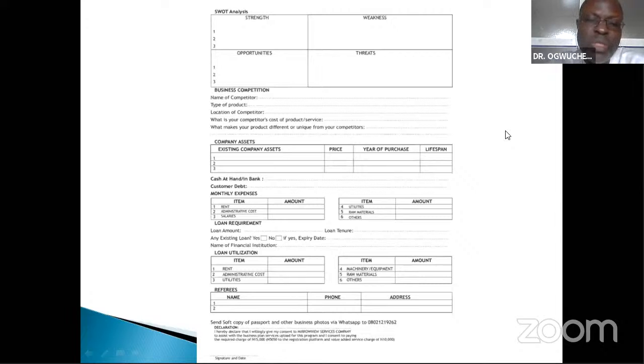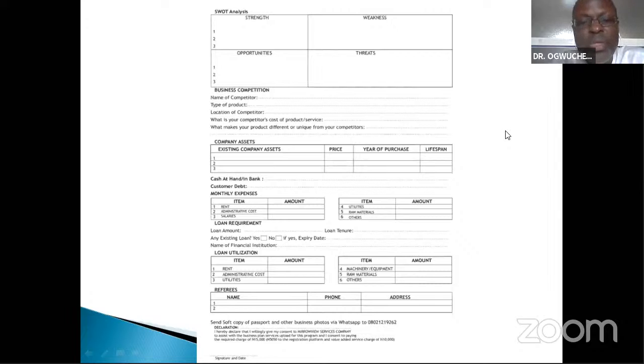So you'll be able to give us his name, or if you don't know his name, of course, you can simply indicate any other poultry farmers. The type of products will be the same as your own eggs and birds. And then the location of the competitor is going to be within your own location. Also, what is your competitor's cost of production? Well, these are things you can find out.